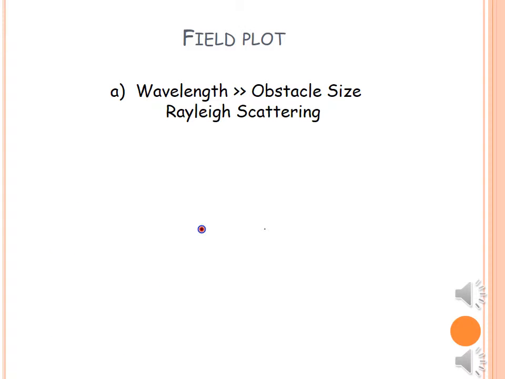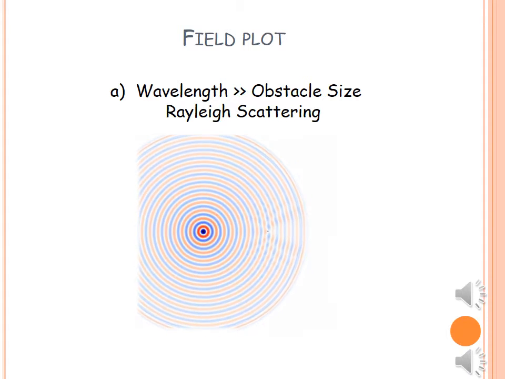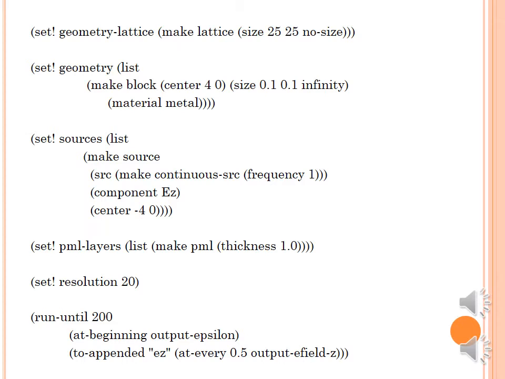In the first case, the wavelength is much larger than the obstacle size. This corresponds to Rayleigh scattering. As we can see, the field is largely undisturbed by the presence of the obstacle. This is the MEEP code for the simulation of the above field. The blue color of the sky can also be attributed to Rayleigh scattering, since it is inversely proportional to the fourth power of wavelength, scattering the shorter wavelengths more and the longer wavelengths less.